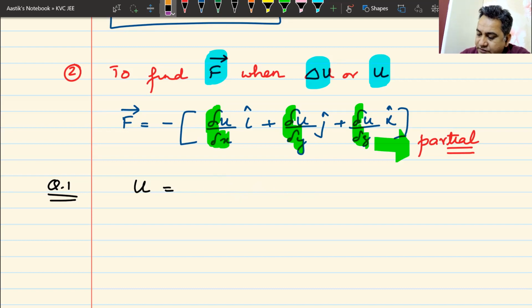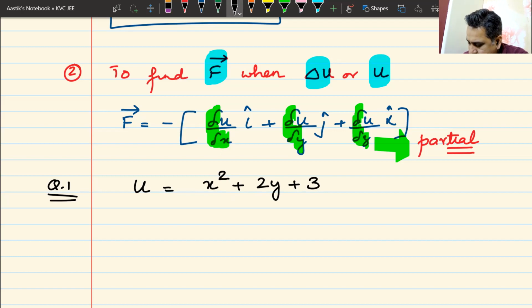I will take this question out and I'll put a different question, and I'll make the question like this: x squared plus 2y plus 3. This is the energy function. This is the energy function of any force which is conservative in nature. Can you tell me what is this force in vector form? Your time starts now.